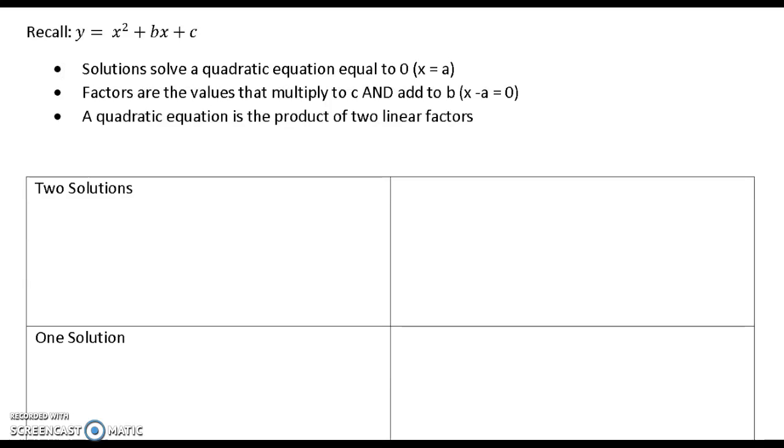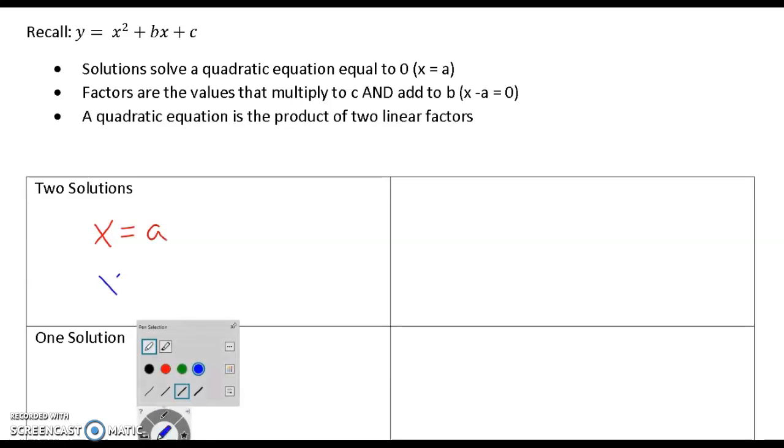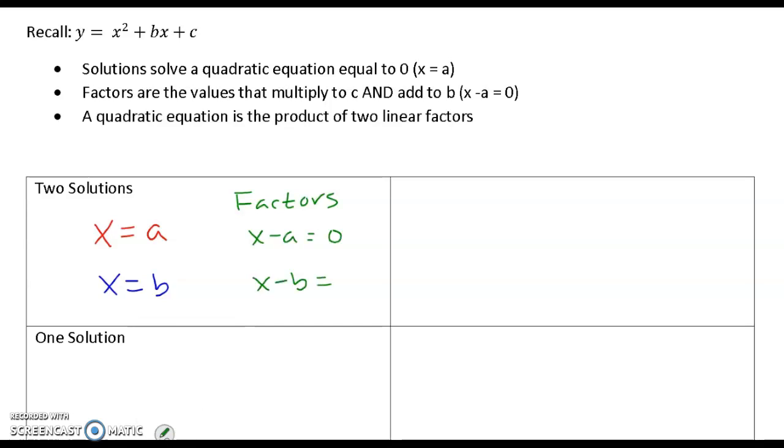Suppose we have two solutions. So what I'm going to do is I'm going to say my first solution is x equals a, and then my second solution is x equals b. So these are my solutions, which means their factors would look something like this. I solved them both equal to 0. So x minus a equals 0 and x minus b equals 0. All I did was manipulate the solutions to turn them into factors.